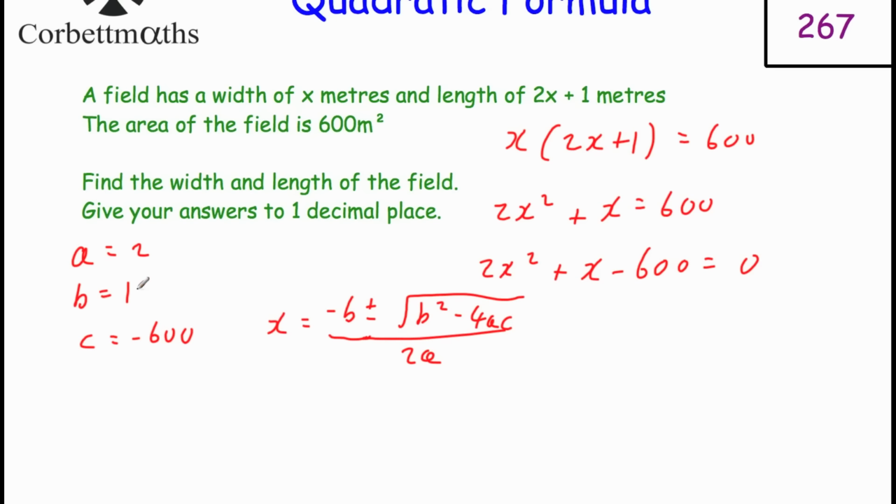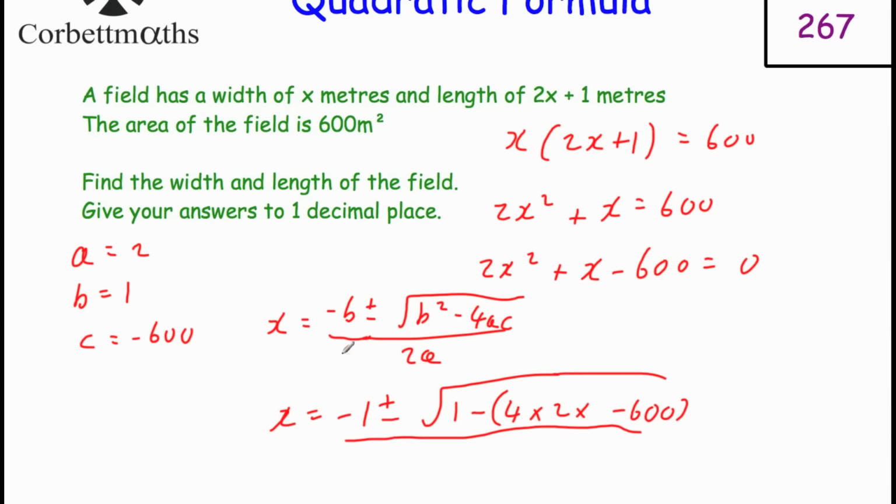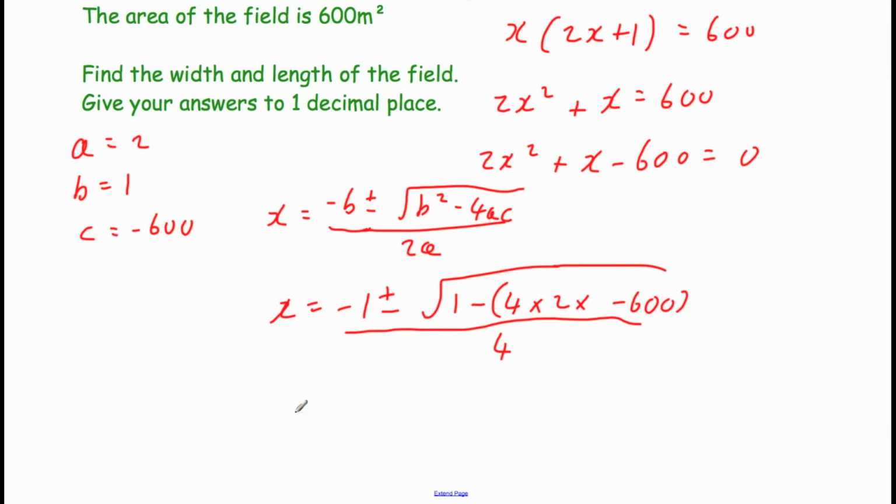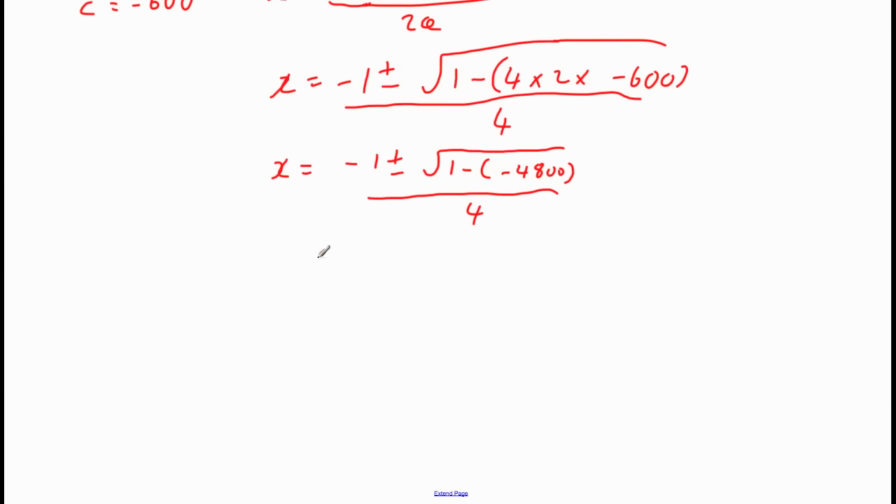So we've got minus b, well b is 1, so x equals minus 1 plus or minus the square root of b squared, well b's 1, 1 squared is 1, minus, and I like to put this in brackets, 4 multiplied by a, which is 2, multiplied by c, which is minus 600. Then close the brackets and big square root sign, all divided by 2a, well 2 times a is 4. Now we've got x equals minus 1 plus or minus the square root of 1 minus, and let's work out this bracket, 4 times 2 times minus 600 equals minus 4,800, close brackets, and that's all divided by 4.